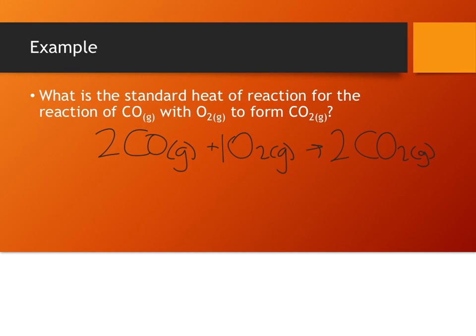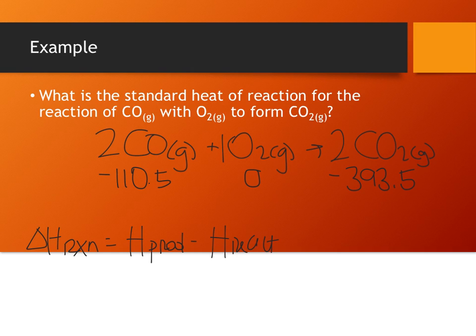But yeah, so in this case, we're going to find our actual enthalpy values for each of these and then do products minus reactants. So carbon dioxide, if you look on that chart that I gave you, has a standard enthalpy of negative 393.5. Oxygen is an element. That means it's going to be 0. And carbon monoxide is negative 110.5. Hopefully you remember that our delta H of reaction, which is basically what we're solving for, is equal to our products minus our reactants.